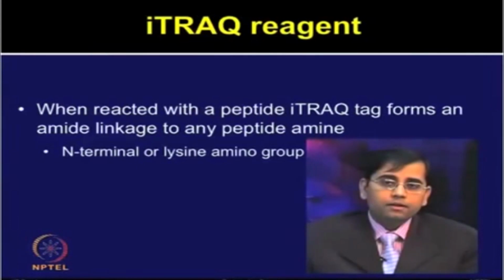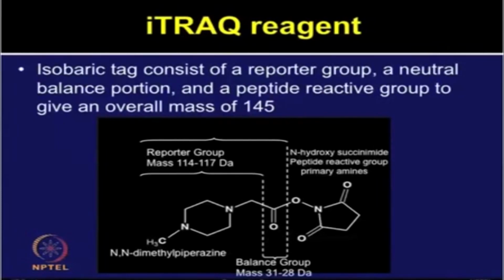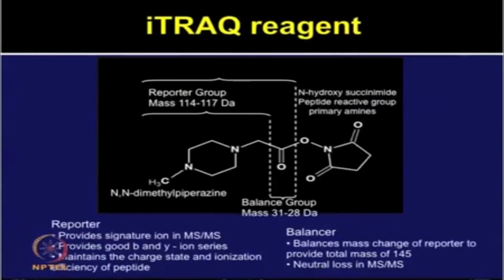When reacted with a peptide, the iTRAQ tag forms an amide linkage to any peptide amine, N-terminal or lysine amino group. Now, this is the structure of the iTRAQ reagent, where you can see that it consists of a reporter group, a neutral balance portion and a peptide reactive group, and overall mass remains 145. The reporter group provides signature ions in MS-MS mode. It provides good b and y ion series, and it maintains the charge state and ionization efficiency of peptides. Whereas the balancer group balances the mass change of the reporter to provide a total mass of 145, with neutral loss in MS-MS mode.